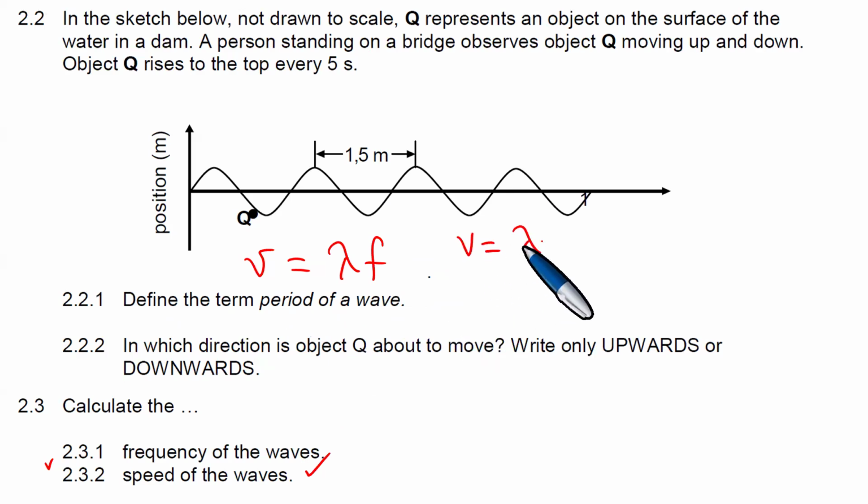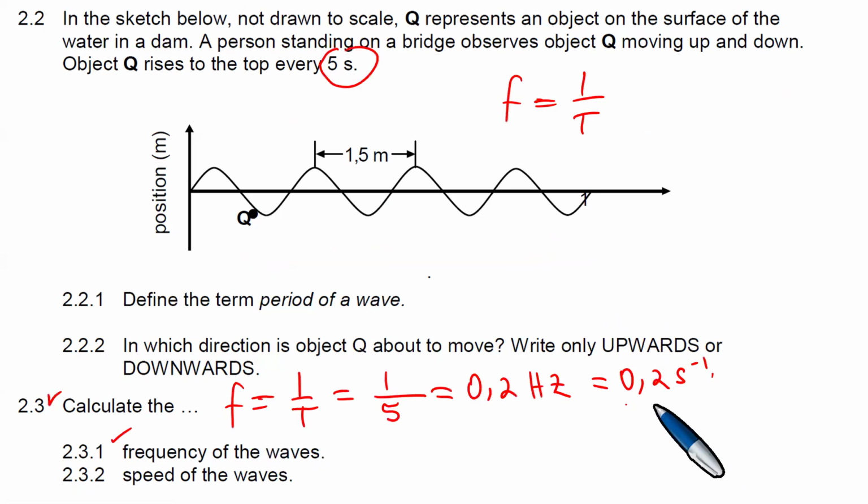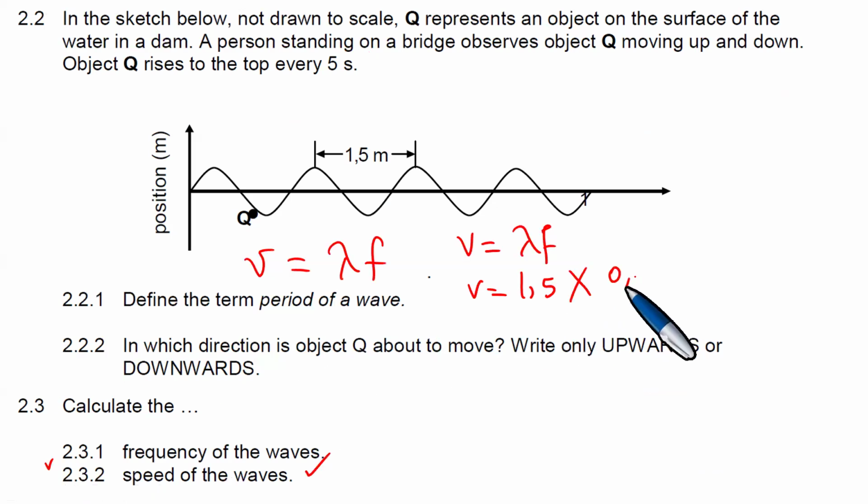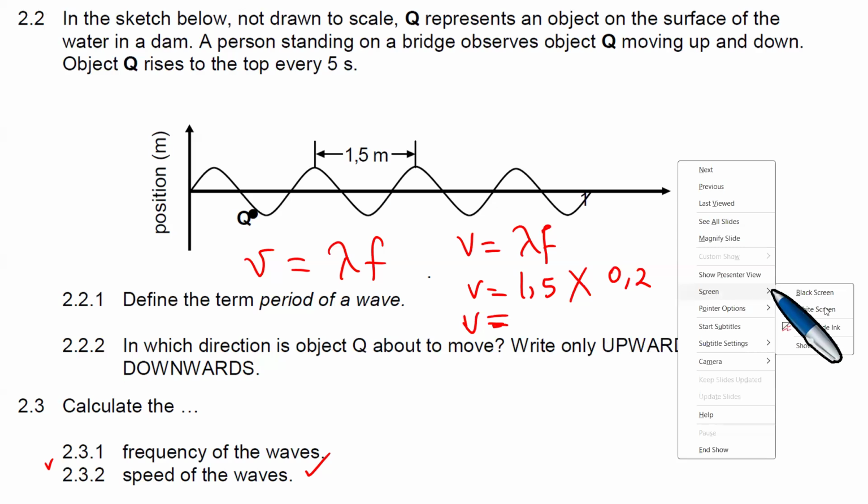Right, so the speed is wavelength multiplied by the frequency, which means the wavelength is 1,5 multiplied by the frequency. What is the frequency? We got the frequency to be 0,2 hertz, or 0,2 per second. So we put here 0,2. Therefore the actual speed of the waves is going to be 1,5 times 0,2. We can use our calculator to do that one.